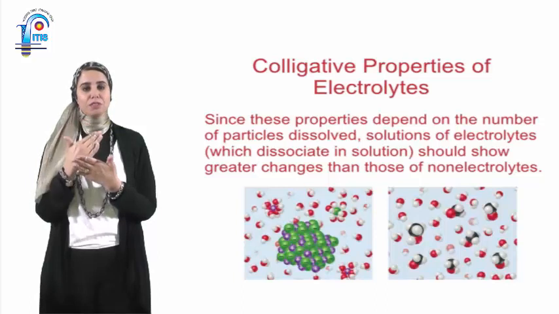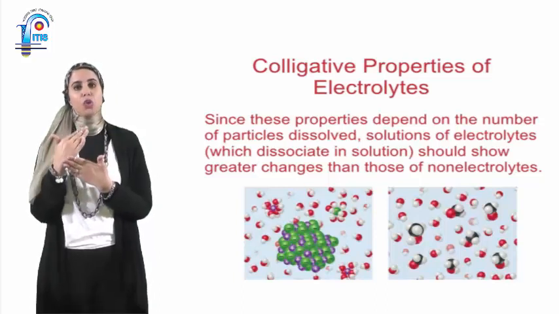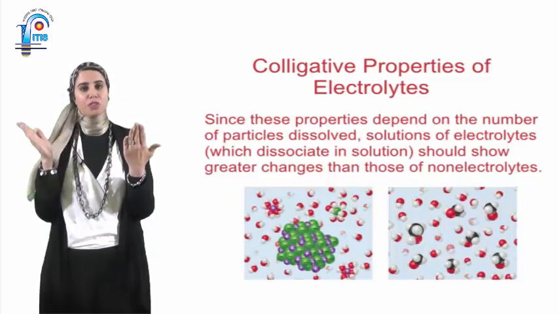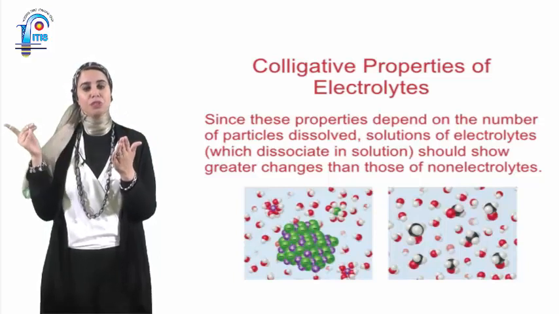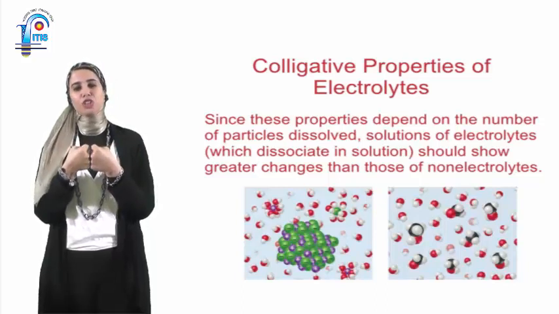So if we have a positive ion and a negative ion, therefore it will form a strong bond with water, where the positive ion will form a bond with the negative part of the water, and the negative ion will form a bond with the positive part of the what? Of the water. Therefore it will form a stronger bond than the hydrogen bond.